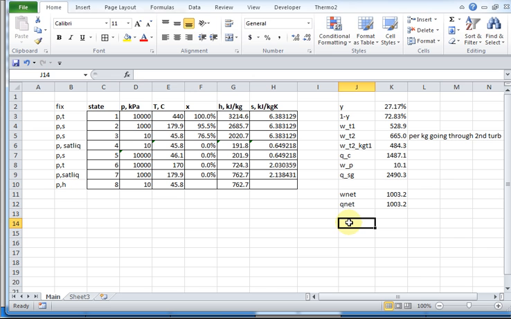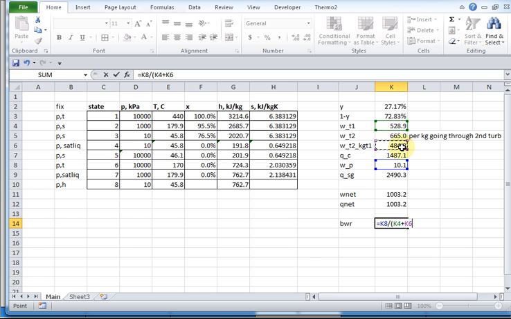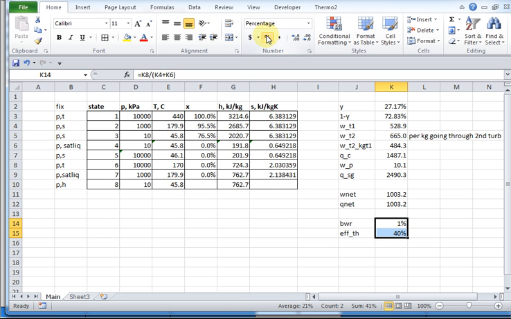All right. What about the back work ratio? That's going to be the work of the pump divided by the net out of turbine 1 plus turbine 2. And the thermal efficiency, what is that equal to? It's equal to the net work out divided by only the heat in, not in minus out. So only the heat in from the steam generator. And we could put both of those on a percentage basis. And we find that it's 1% back work ratio and 40.3% on the efficiency for the plant.